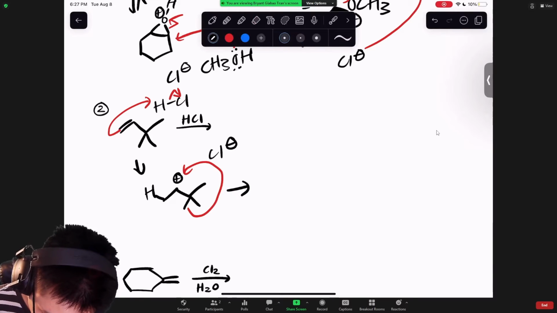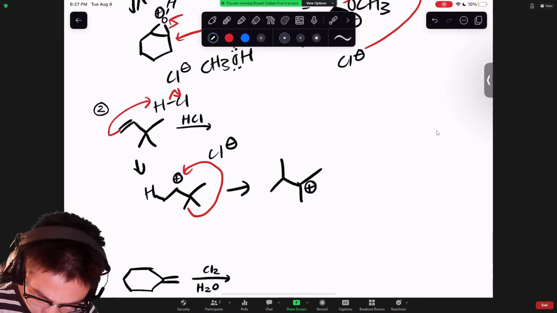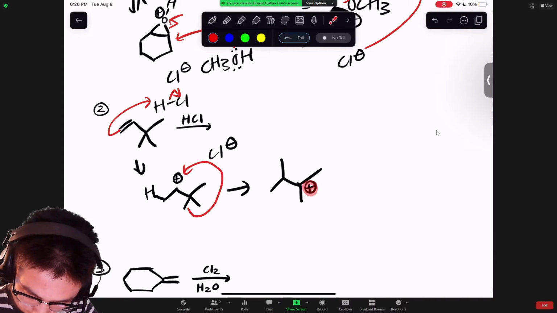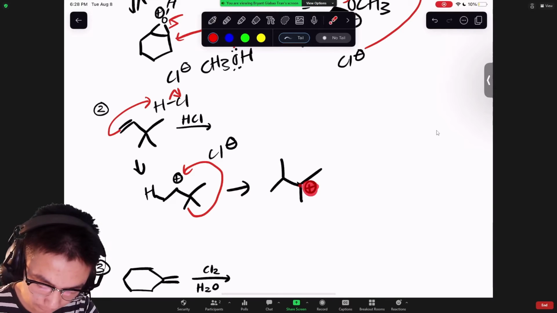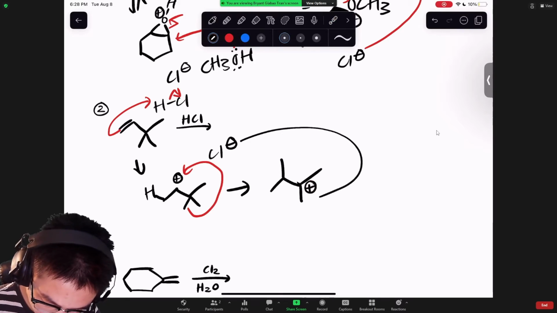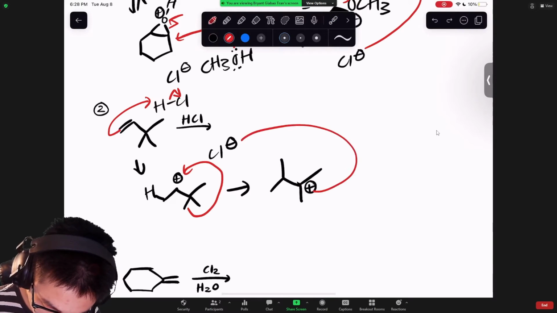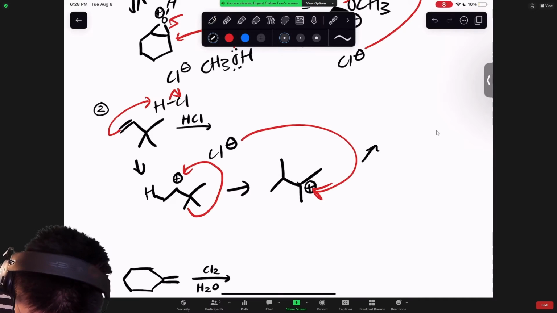So I'm going to draw it like this. Now we have a carbocation on this tertiary position, which is more stable. And then we bring in our chlorine minus ion to attack that carbocation, and this will give us our products.